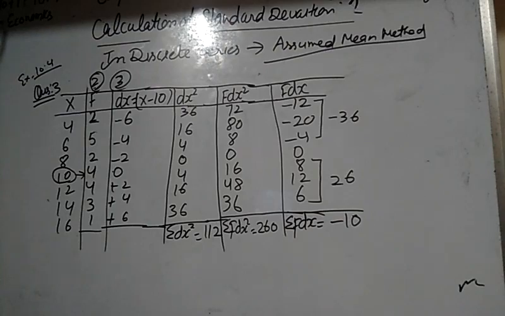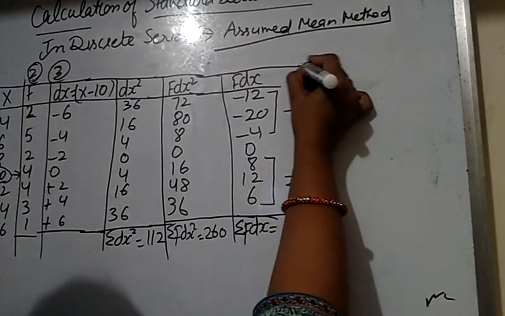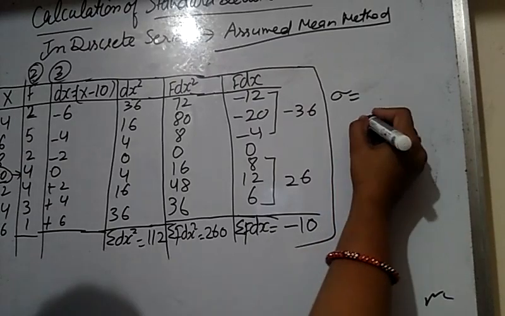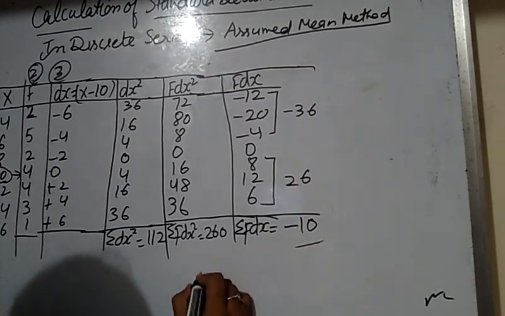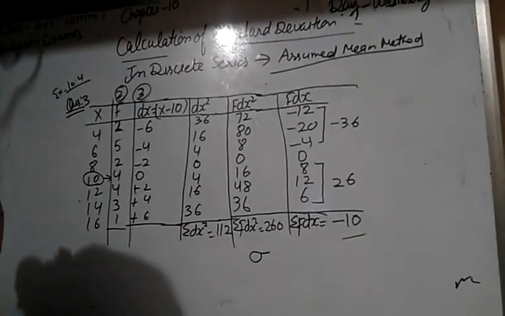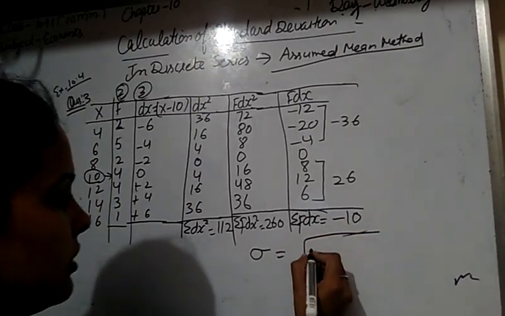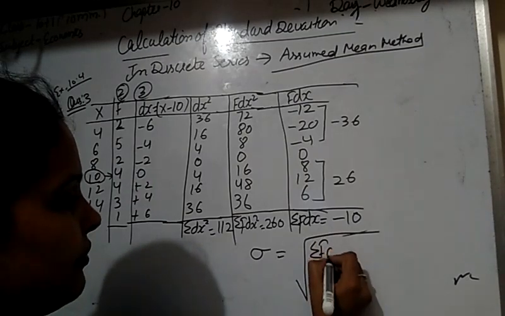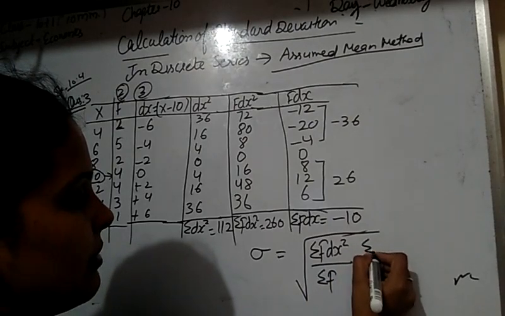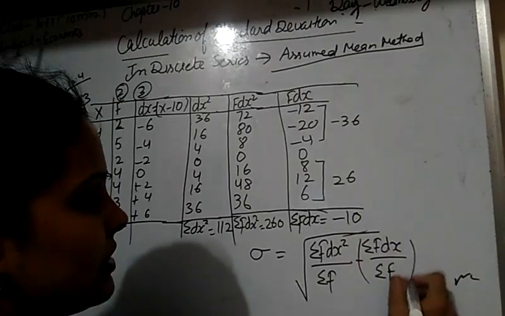Now we apply the formula. So the formula of standard deviation under assumed mean: standard deviation is equal to square root of sigma f dx square by sigma f minus sigma f dx by sigma f whole square.